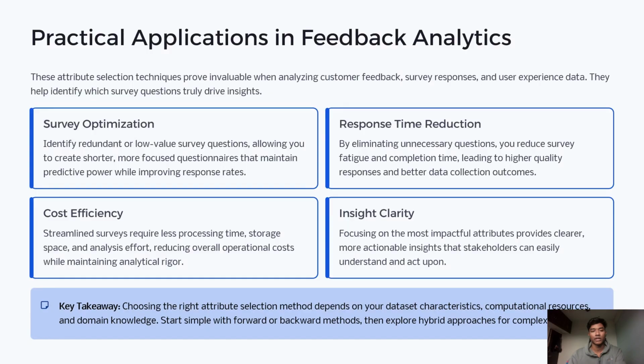Now let's talk about the key takeaway. To summarize, choosing the right attribute selection method depends on your dataset and your goal. Start simple with forward or backward selection, and for more complex scenarios, use the hybrid method. Effective attribute selection leads to cleaner data, better models, and more meaningful insights.